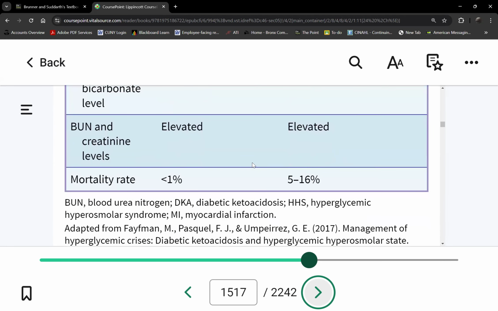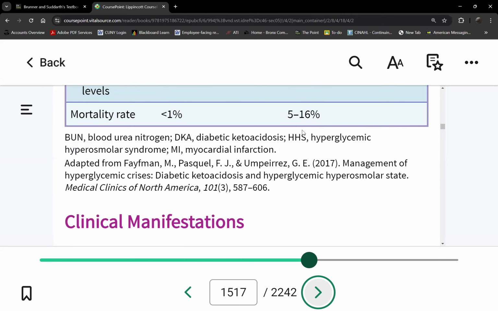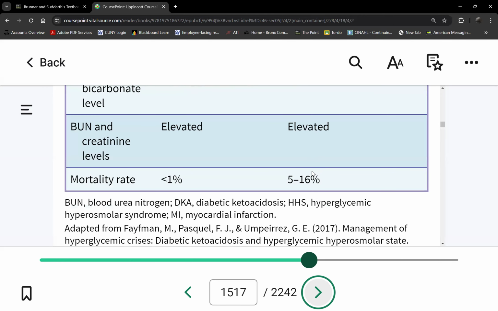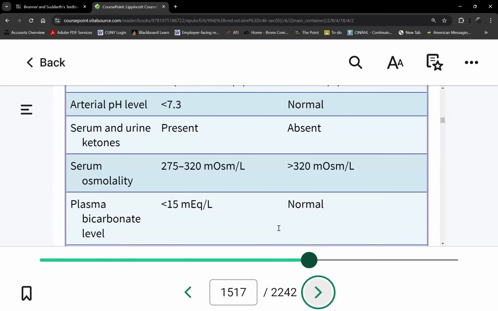Both patients, will they have AKI? Yes, both patients will have severe dehydration. In fact, HHS patients will have higher blood sugar, so they are more dehydrated. Therefore, their AKI will be more severe compared to DKA patients. Look at the mortality. Which one will likely die more, DKA or HHS? HHS has a higher mortality because, again, the symptoms.